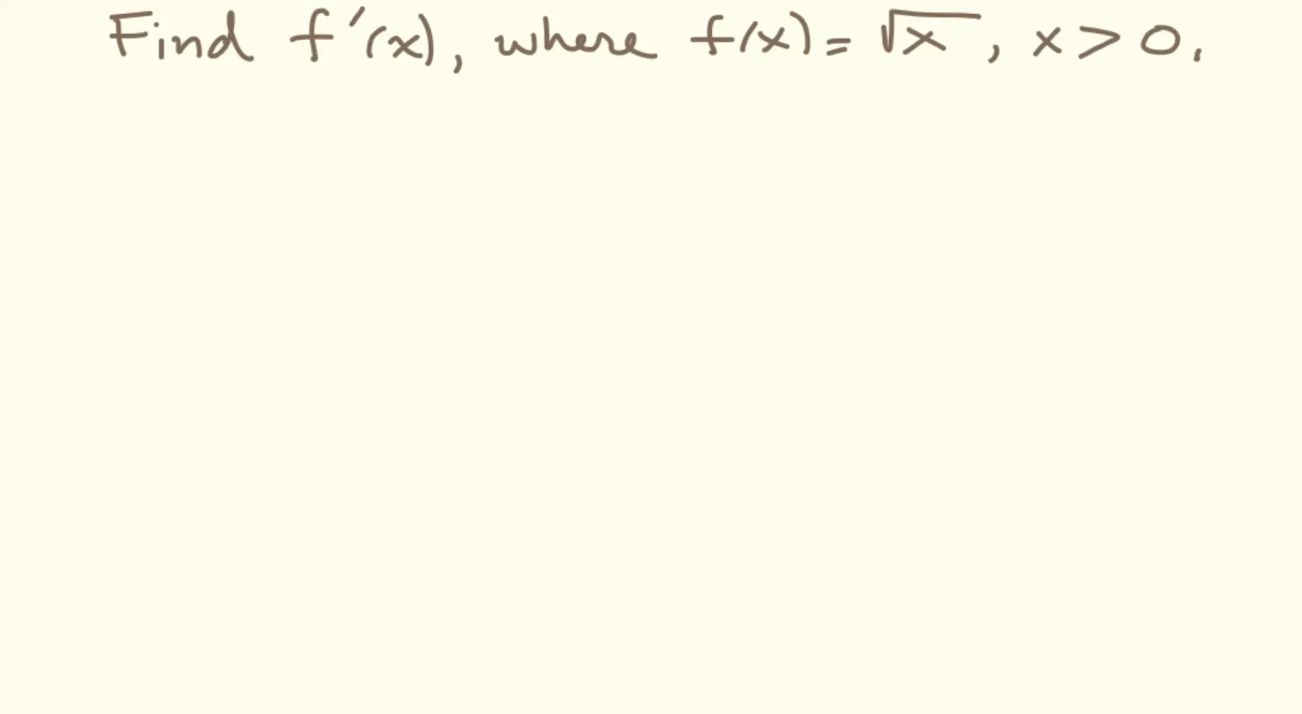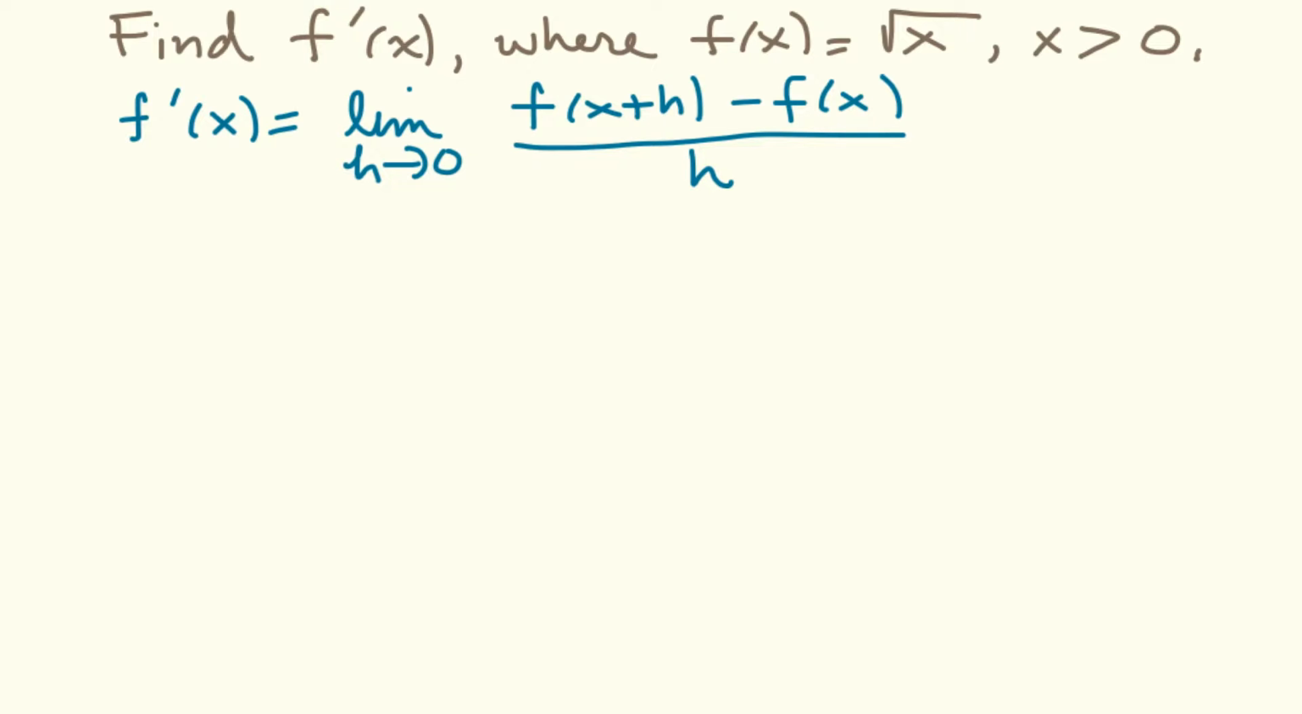In this video, we're going to use the definition of the derivative to find f prime of x, where f of x is the function square root of x defined for x greater than 0, and that restriction is simply so that the square root function makes sense. So let's go ahead and recall the definition of the derivative.